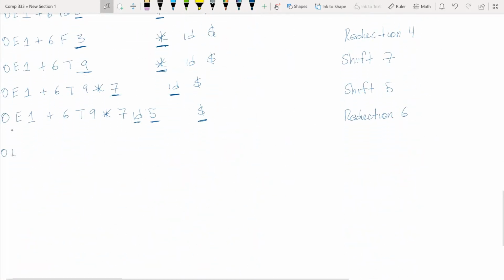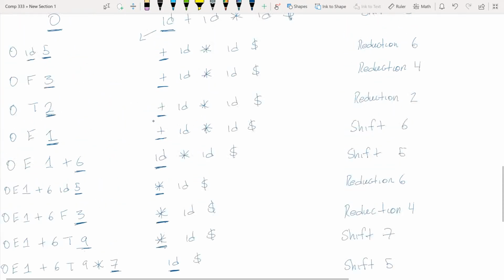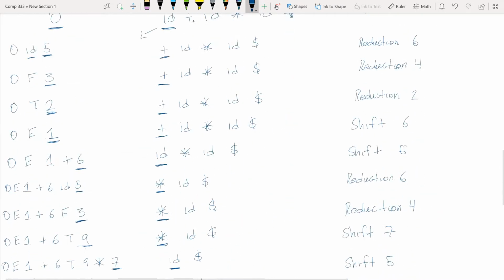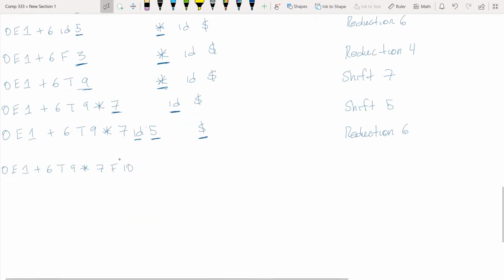So F0, E, 1, plus 6, T, 9, multiplication, 7, F. We got to figure out what this 5 is going to be. We look at 7 and F. So let's go to 7 and F in the big table. So here we got 7, here we got F, and we get a 10. So here we get a 10.